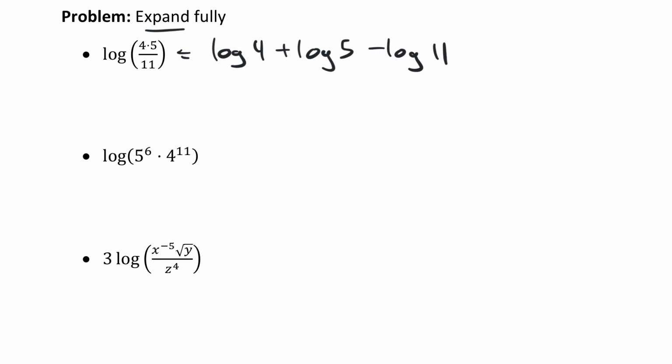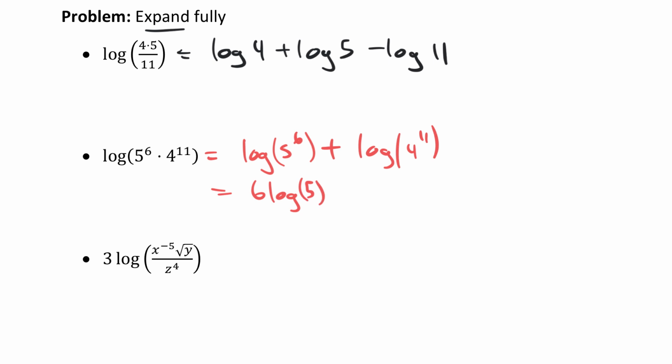All right, try that on the next one. We have log of 5 to the 6 times 4 to the 11. Can you expand that out as much as possible? All right, you should have something like this. First, we could write it as log of 5 to the 6 plus log of 4 to the 11. But that wouldn't be the end, because those exponents we could rewrite as coefficients. So the 6 could come down, and the 11 could come down. And that would be it fully expanded.